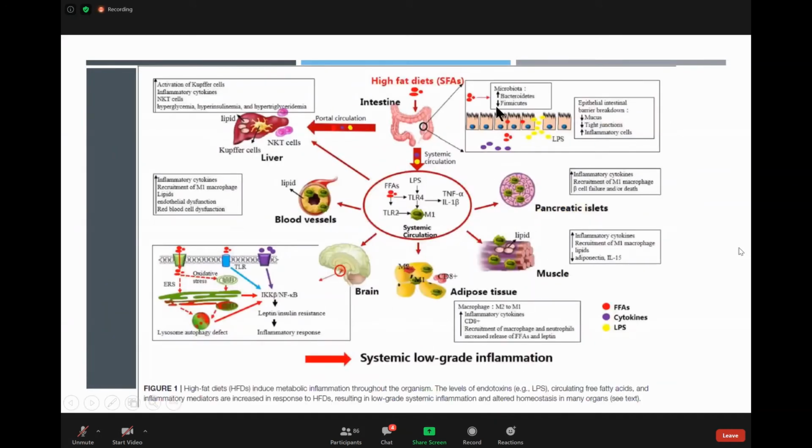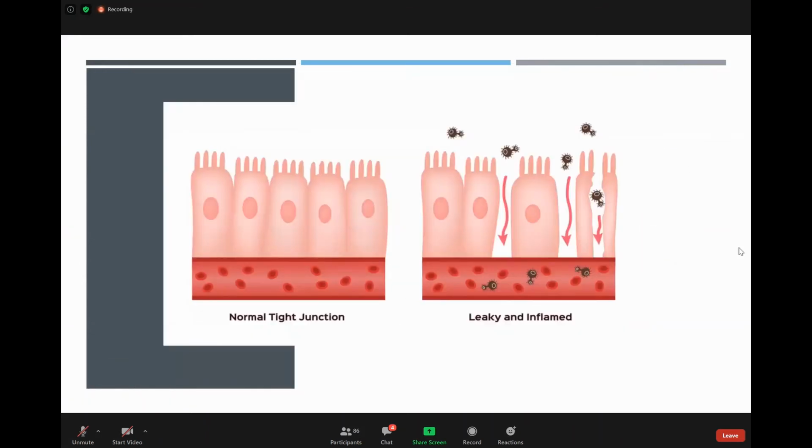And then dahil dyan sa high fat diets, nasisira din po yung ating gut microbiome. At kapag nasira yung ating gut microbiome, what happens is this one, yung po tinatawag natin na leaky gut. So your leaky gut is this one. So the normal gut wall is this one. Ang daming magkakadikit yung ating cells. So hindi nakakapasok yung inflammation. Kapag naman po leaky or inflamed yung ating gut wall, madaling makakapasok yan to the bloodstream, and then going out to the other parts of the body, causing more inflammation.